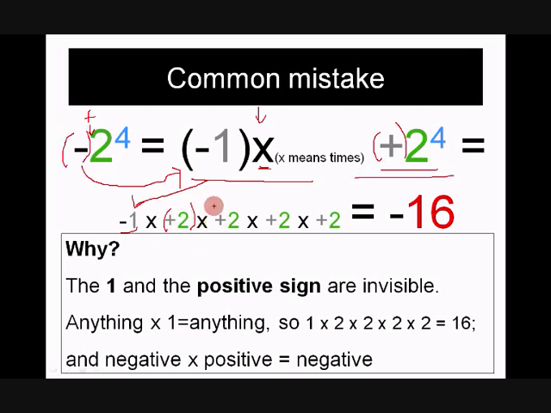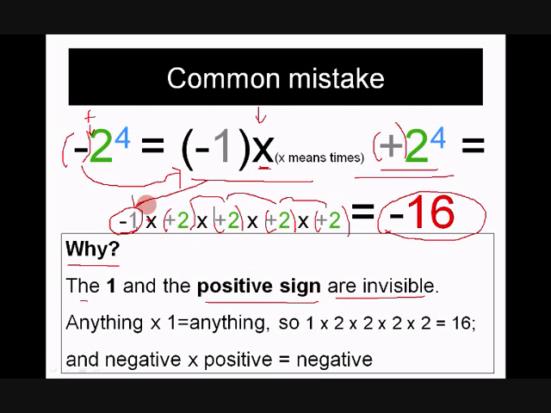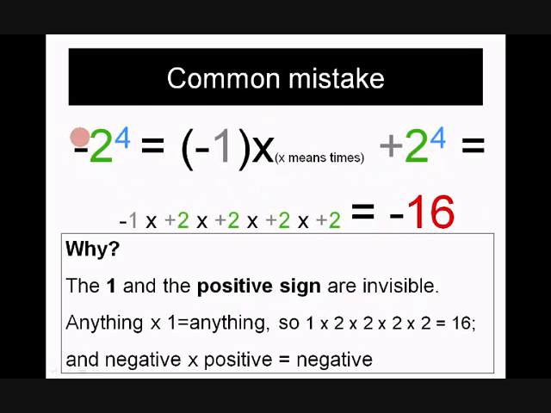How many times positive 2? 1 time, 2 times, 3 times, 4 times. So what happens? 2 2's are 4, 4 2's are 8, 8 2's are 16. 16 multiplied by minus 1 is minus 16, which is the right answer. Why? You should ask the question. The number 1 and the positive sign are invisible. This number 1 here, right? There is a negative 1 hidden here.